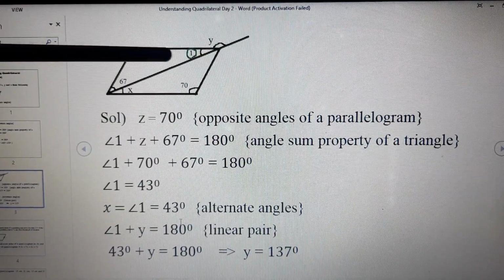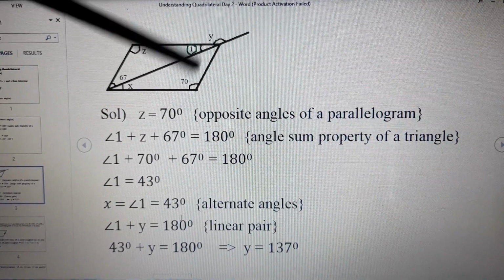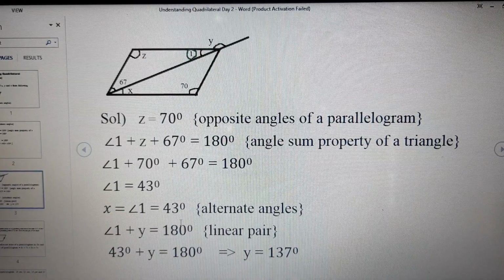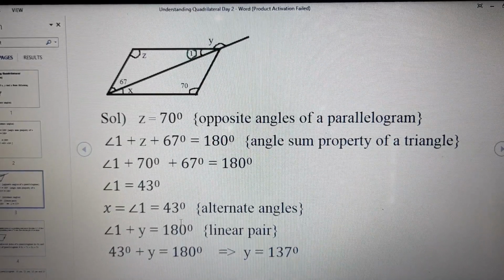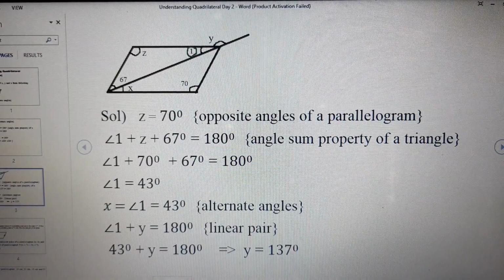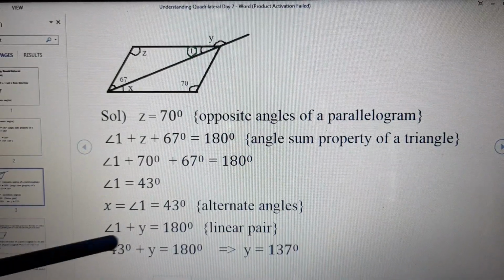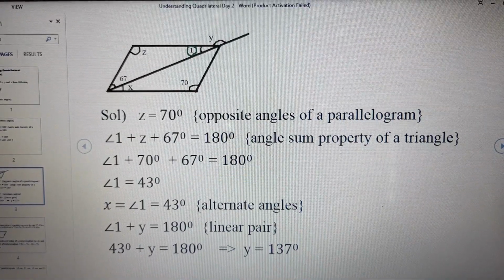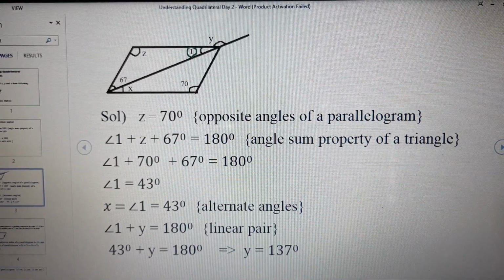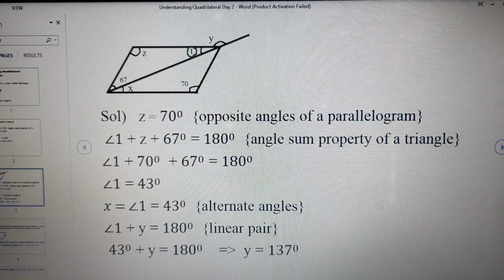As we have already discussed, angle number 1 plus y is equal to 180 degrees because they are a linear pair. We'll put the value of angle number 1, 43 degrees, and the value of y will be 137. You must be knowing that when we transfer it to this side, it becomes 180 minus 43, which is equal to 137.